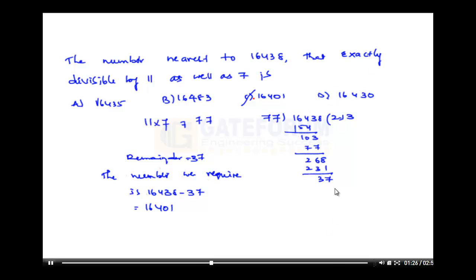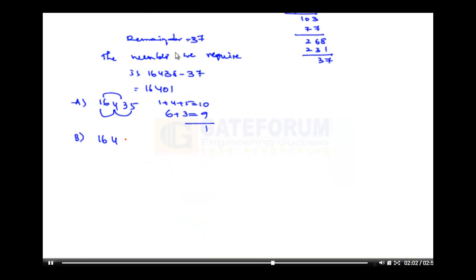That is, the divisibility condition of 11 says the difference of the sum of alternate digits must be divisible by 11. If you observe option A, 16435: 1 plus 4 is 5, 5 plus 5 is 10, and 6 plus 3 is 9. The difference is going to be 1, but it is not divisible by 11. Next, coming to option B, 16483: 1 plus 4 plus 3, 5 plus 3 is 8, and 6 plus 8 is 14. The difference we are finding is 6, this is also not divisible.